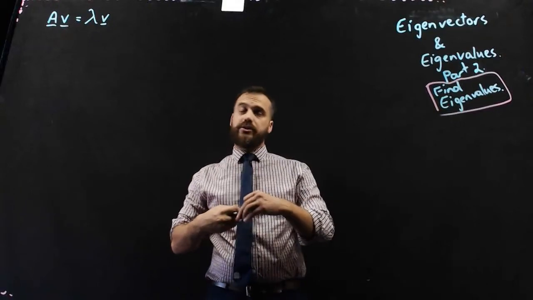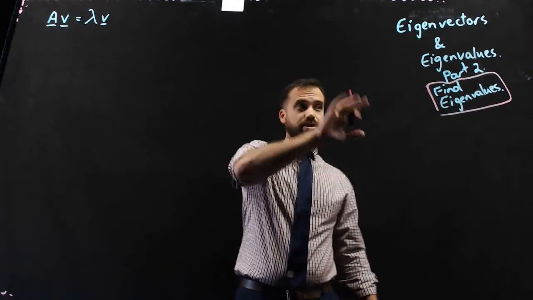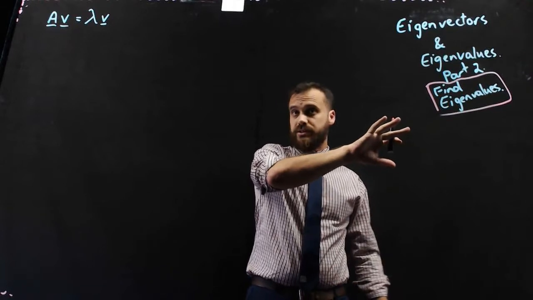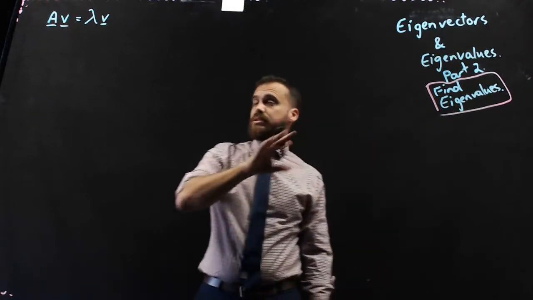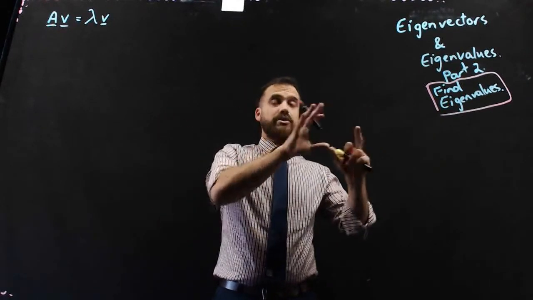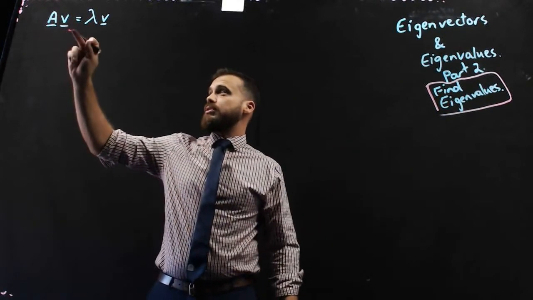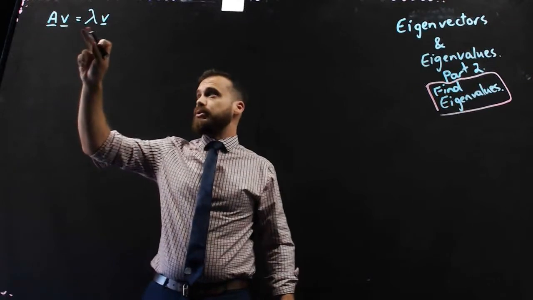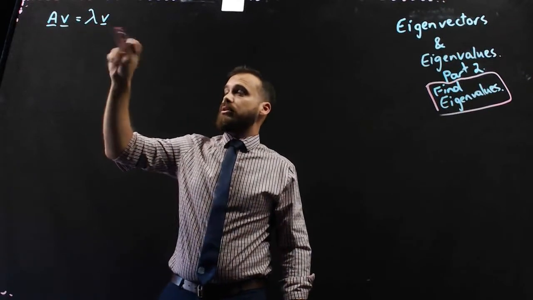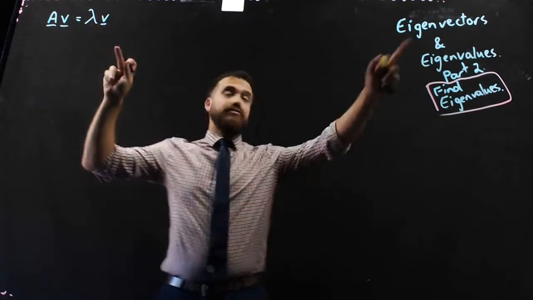Alright, so second video on eigenvectors and eigenvalues. This time we're going to be finding eigenvalues. Now in the previous video we defined eigenvectors and eigenvalues. We said that a matrix times the eigenvector will be equal to lambda times the eigenvector, and lambda is an eigenvalue.